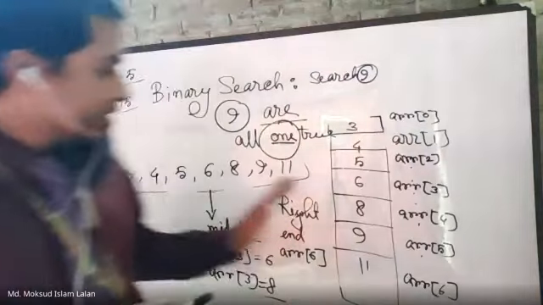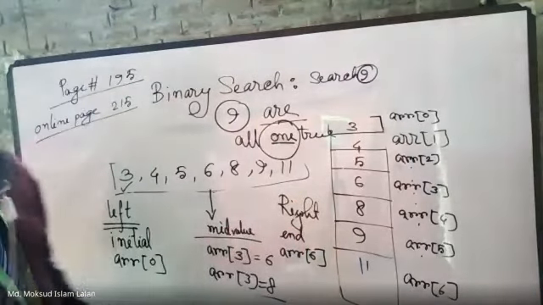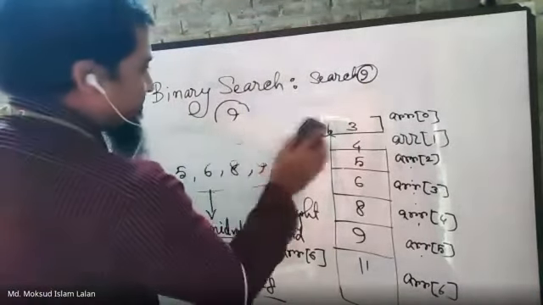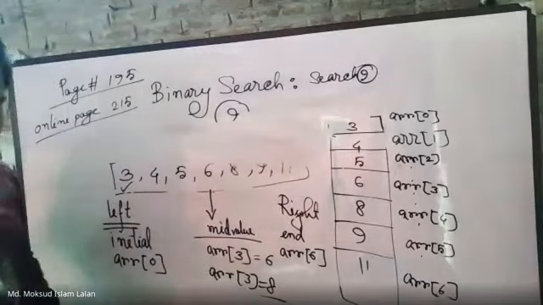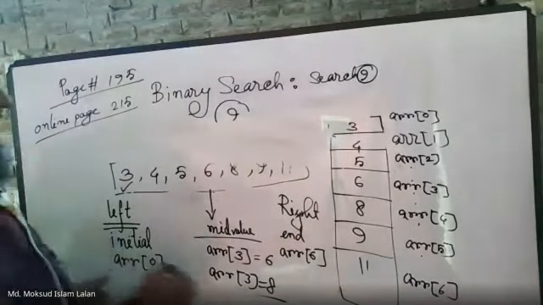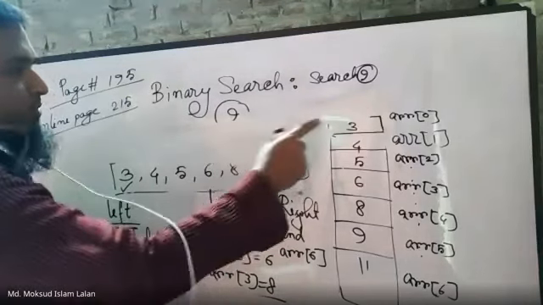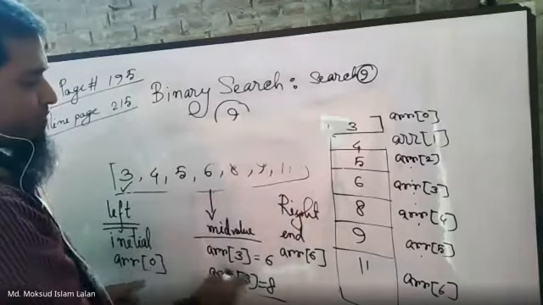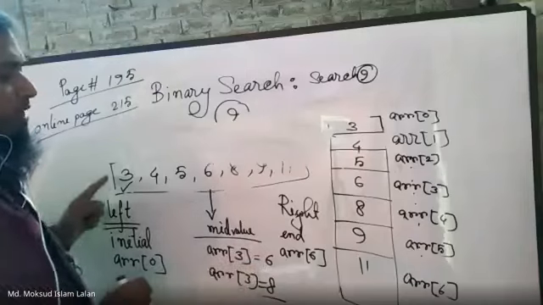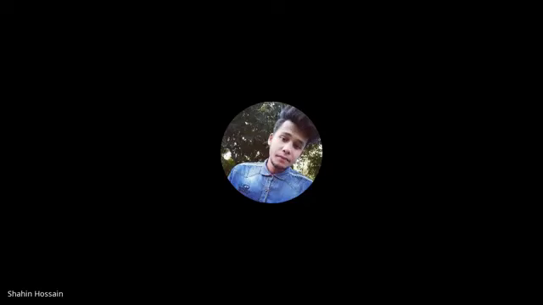Anyway, coming to the point. Now, dear students, here ARR 0, mid value. How can you find the mid value? Sir, first number and last number plus, divided by 2.